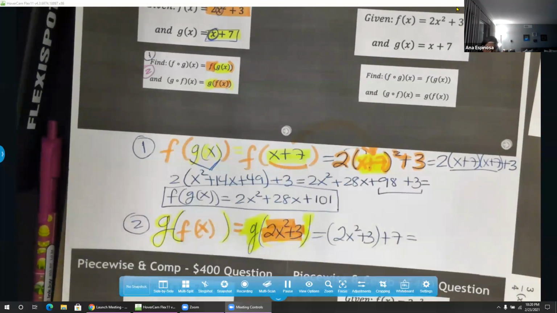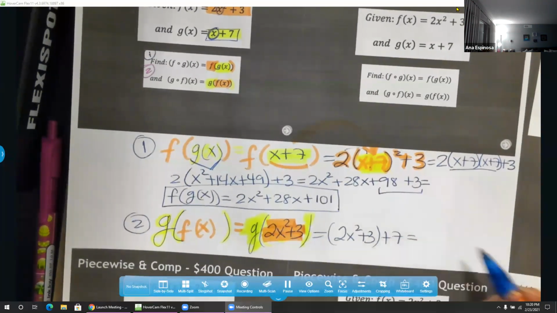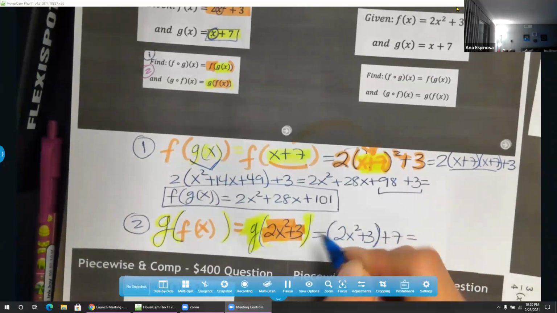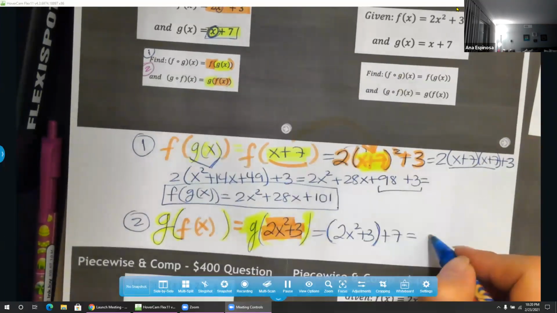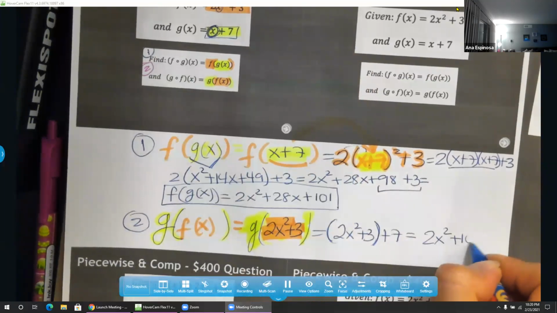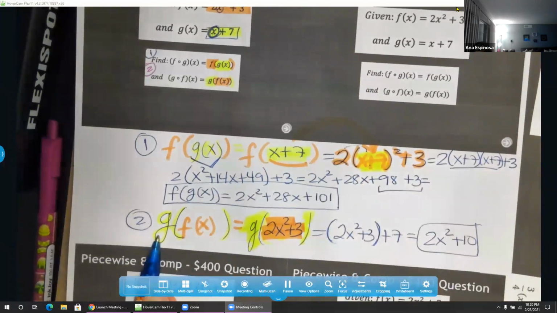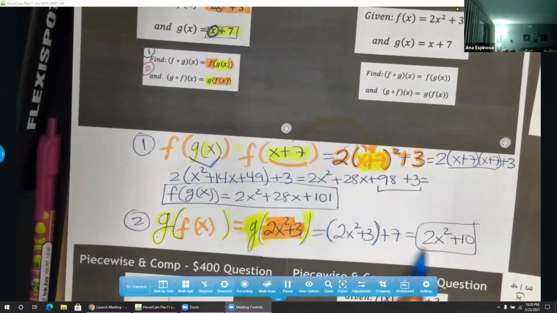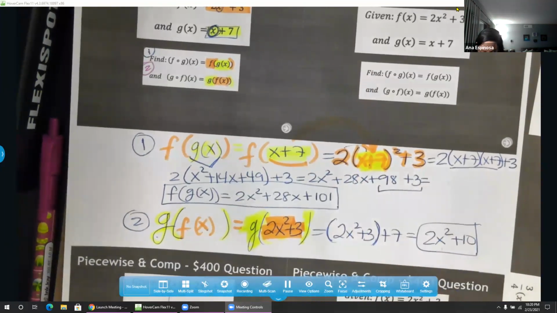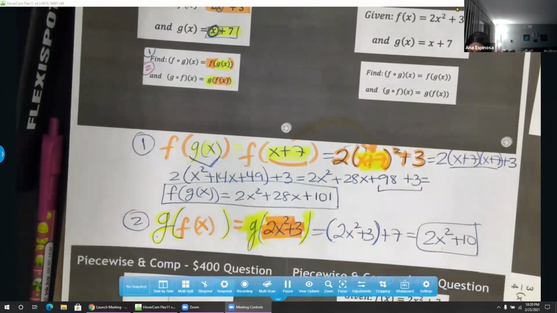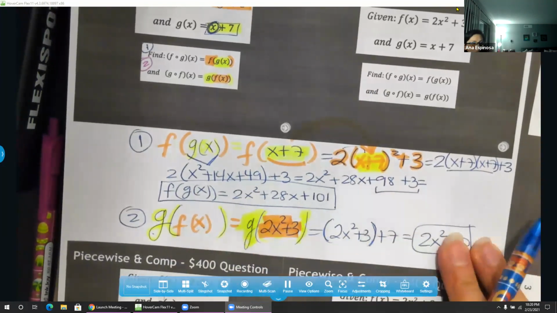That one was much easier. All you have to do is literally add 7. This parentheses I just put so that you could see that that was this piece. But it's just 2x squared plus 10. So g of f of x equals 2x squared plus 10. Make sure that you practice this because this is very confusing for students. I try to color code to help you out. The answers are on the back.